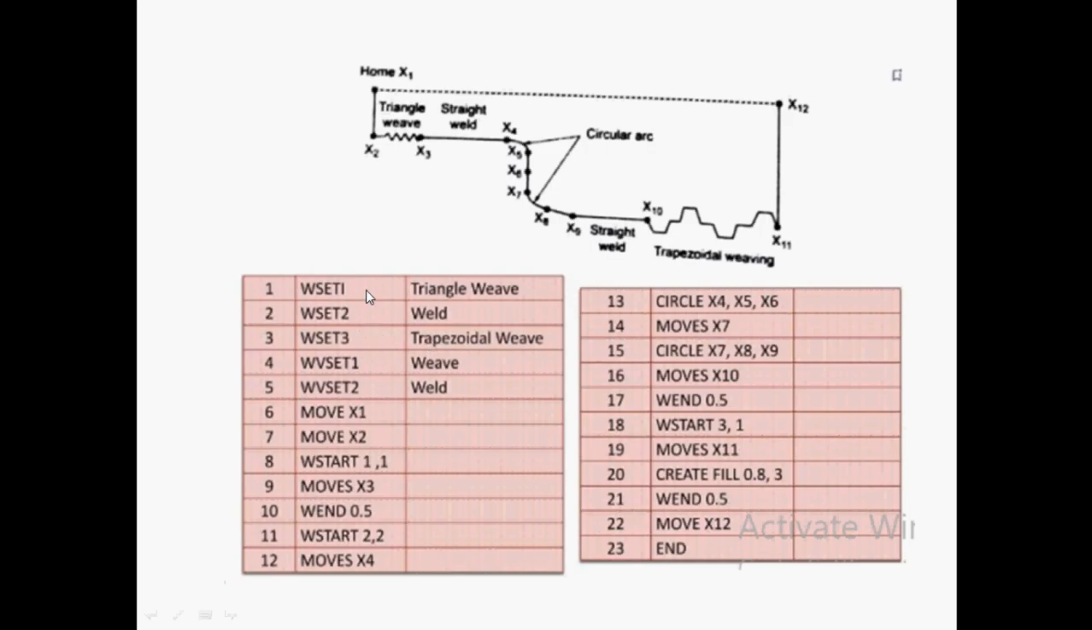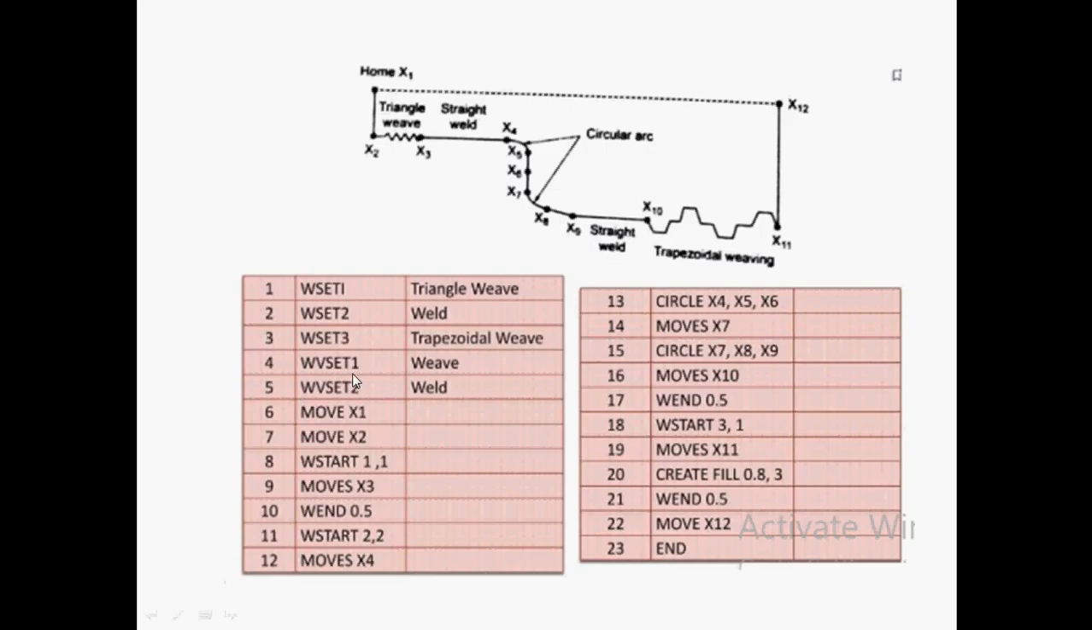Now we are discussing the WV set, that is the weaving set. WV set 1 is useful for the condition which changes the path, that is, the triangular path we are developing with WV set 1. WV set 2 is used whenever the trapezoidal weaving is there. This is the command we utilize for WV set 1 and WV set 2. Here a weaving pattern is available, that is why we require a different set also.